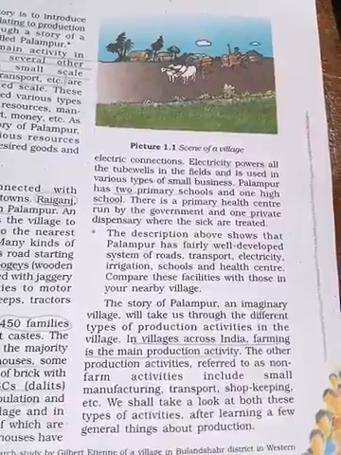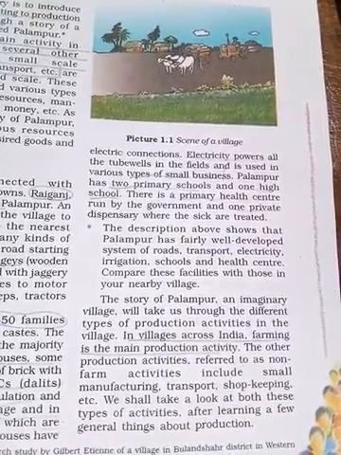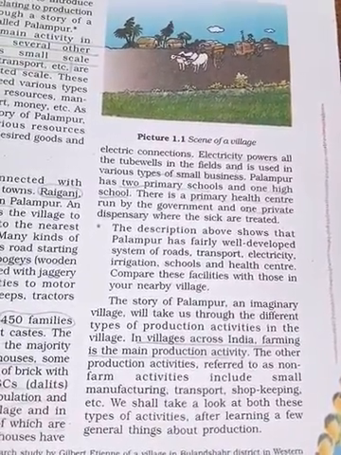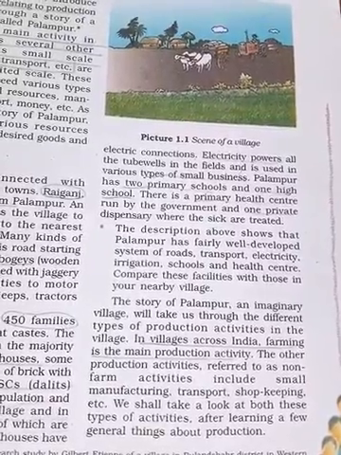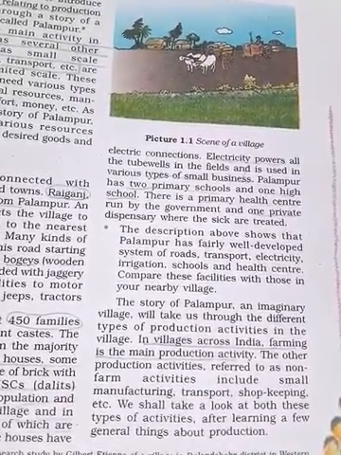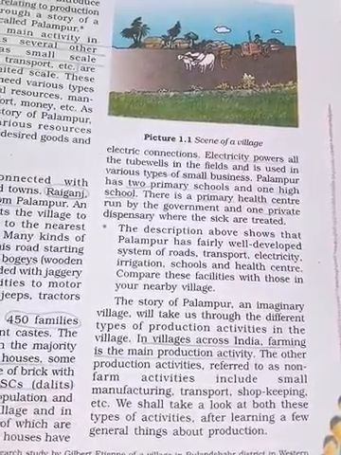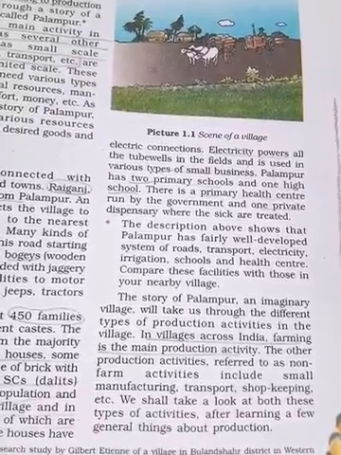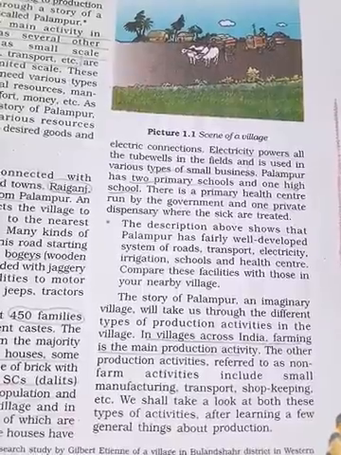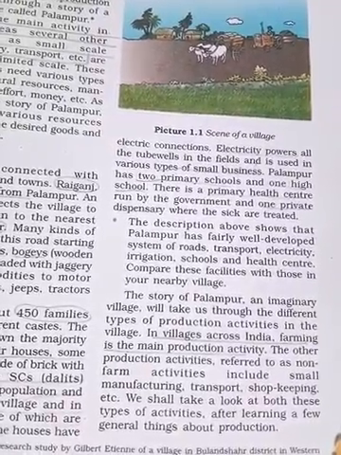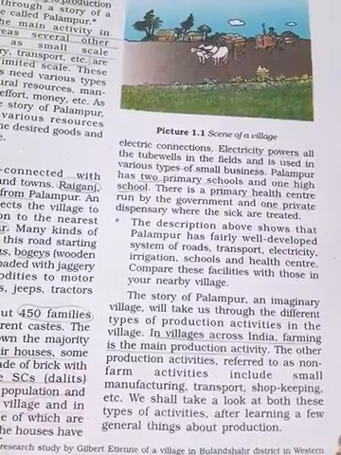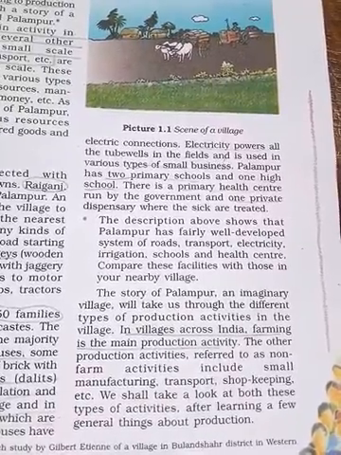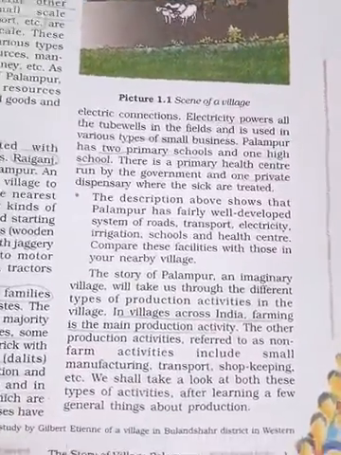The other production activities, referred to as non-farm activities, include small manufacturing, transport, shopkeeping, etc. That means even in a village we find a small workshop or a small dukan or something like that, different small scale manufacturing. So we cannot say that 100% of the population living in a village is engaged in agricultural activity. No. The maximum population is engaged in agricultural activities, but the remaining are engaged in different types of activities. We have to know that.